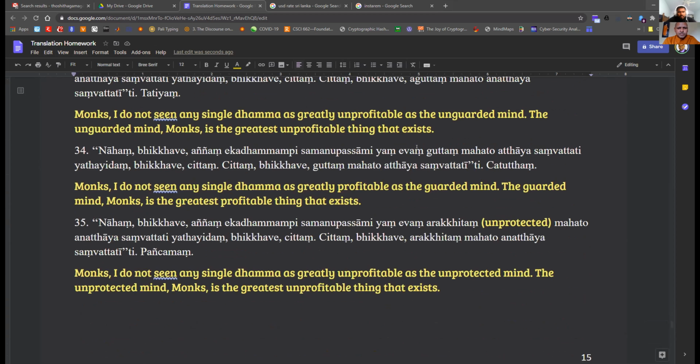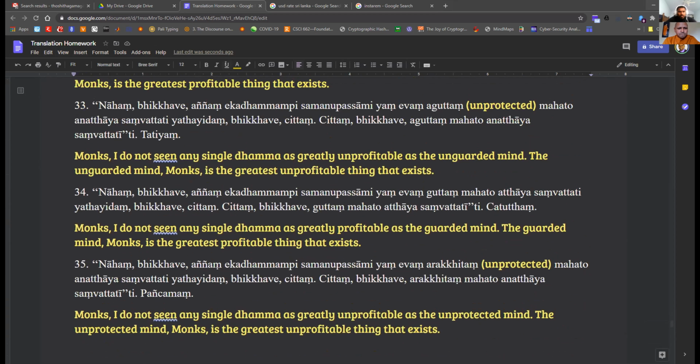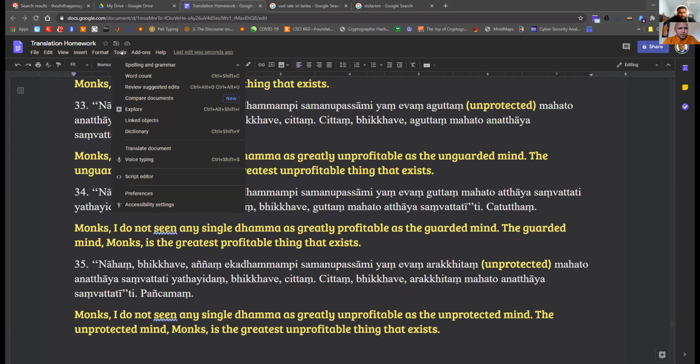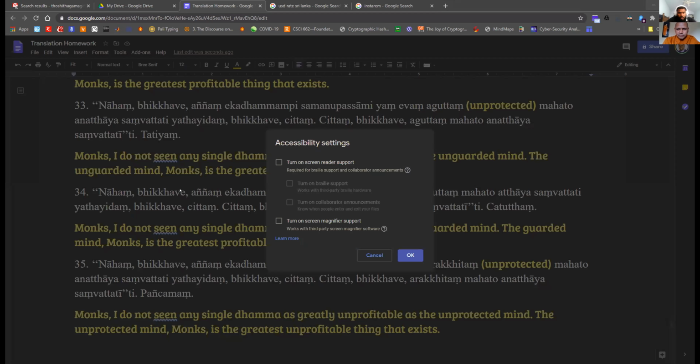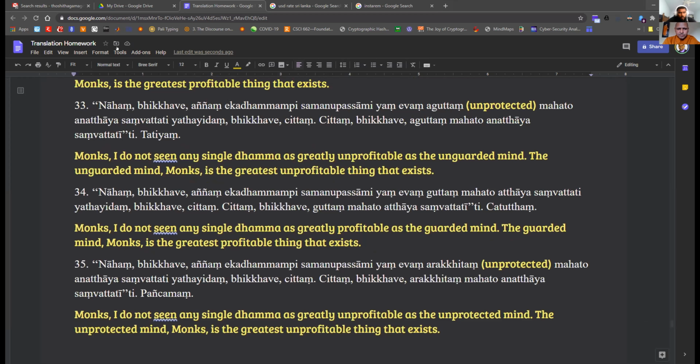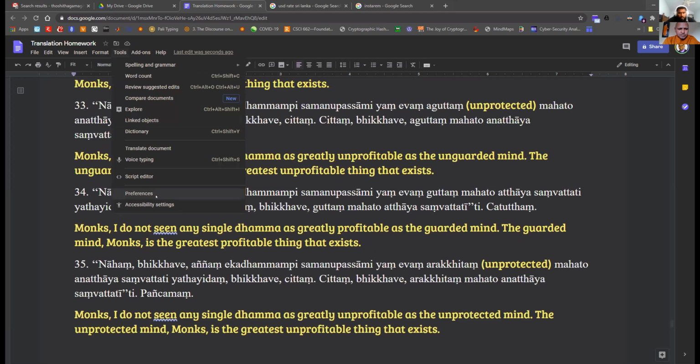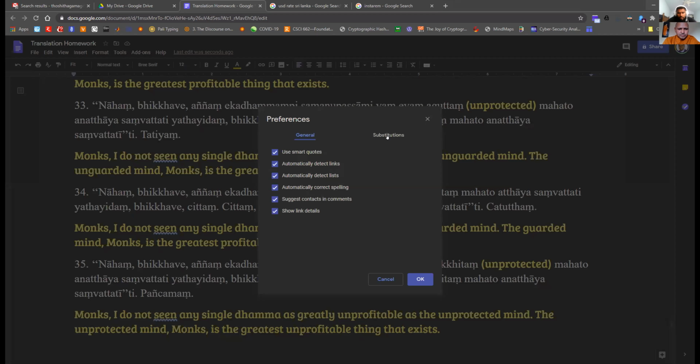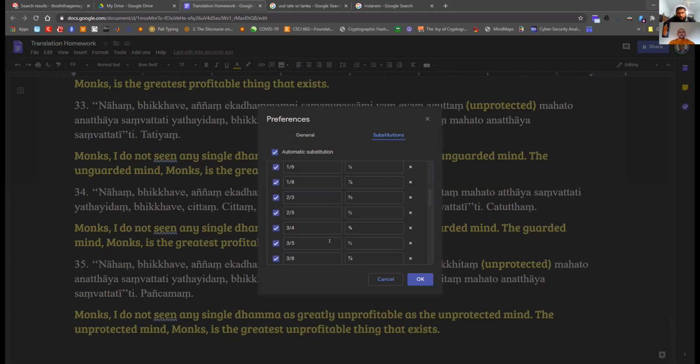How do you type Pali in Google Docs? So earlier I used to do something like this. I think you can't type directly, right? Now I can. So let me show you two methods I'm doing. Shortcuts. One way of doing it is under preferences, substitutions. So this is one way of doing it.